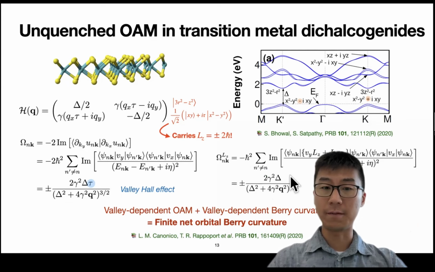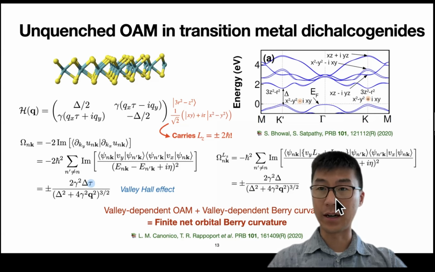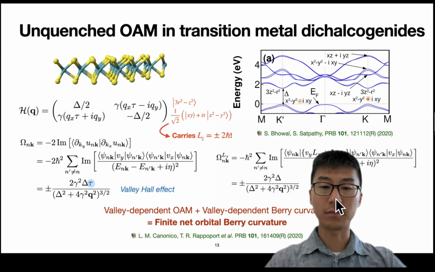And the reason is that first, we have valley-dependent orbital angular momentum because of this. The basis function itself carries plus minus 2 h-bar in each valley. So valley-dependent orbital angular momentum combined with valley-dependent Berry curvature leads to finite net orbital Berry curvature. And this is the reason for the orbital Hall effect in TMD systems. So basically in this system, the orbital Hall effect is driven by the Berry curvature combined with angular momentum, which are already present for the ground state wave functions.